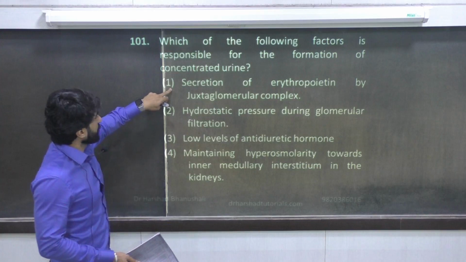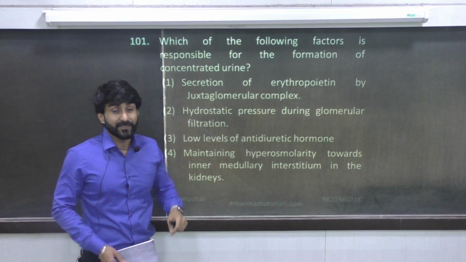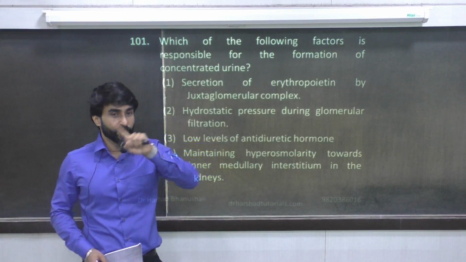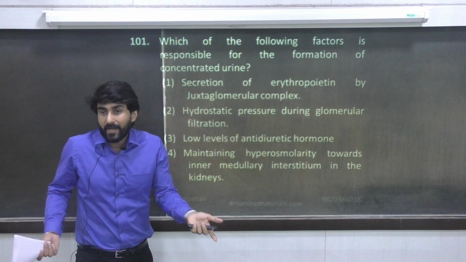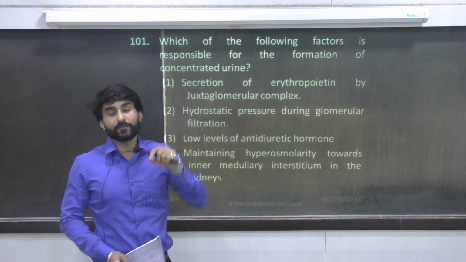Hydrostatic pressure during glomerular filtration. The hydrostatic pressure during glomerular filtration helps in ultrafiltration, helps in formation of urine, does not help in concentration of urine. So this is a wrong statement too. That's not our answer. Low levels of antidiuretic hormone. Again, it's not our answer because if you want to concentrate urine, you want high levels of ADH, not low levels. So this is not a correct answer.